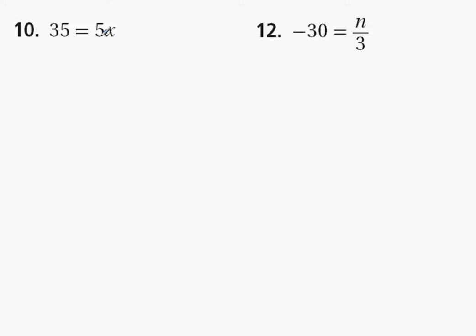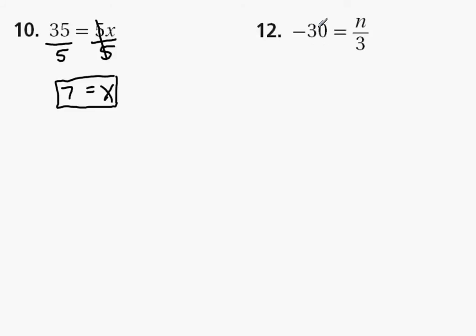In order to undo that or get rid of the 5, I'm going to do the opposite operation with that same number. So I'm going to divide 5x by 5. And what I do to one side of the equation, I do to the other. So 5 divided by 5 is 1. And 1 as a multiplier goes away. So these basically cancel, and you're left with x. 35 divided by 5 is 7. So that's our answer. Alright, so that's number 10.